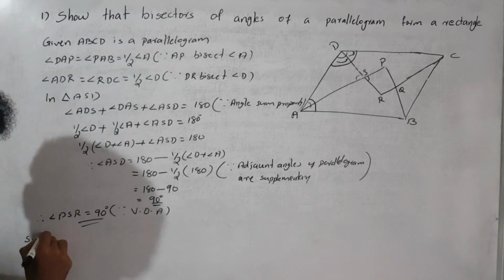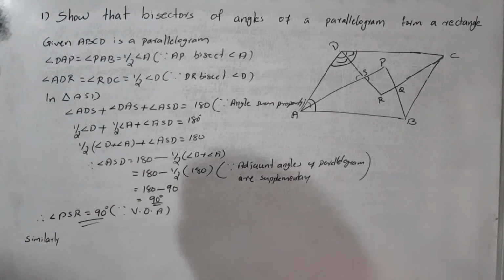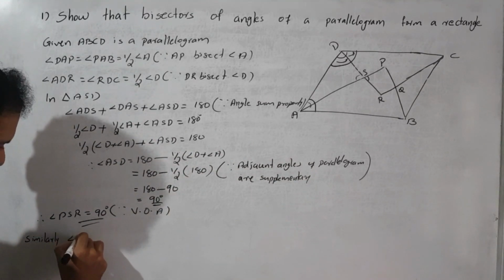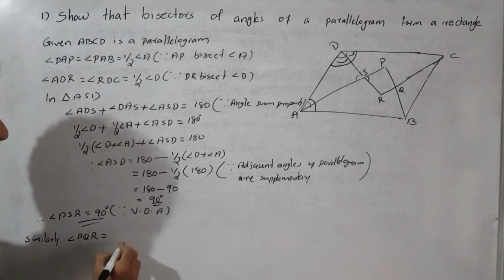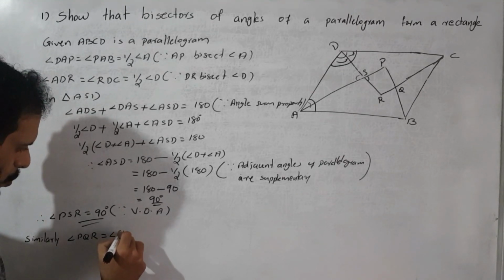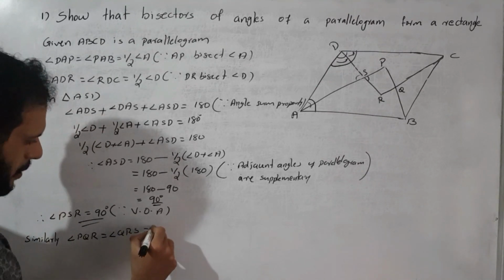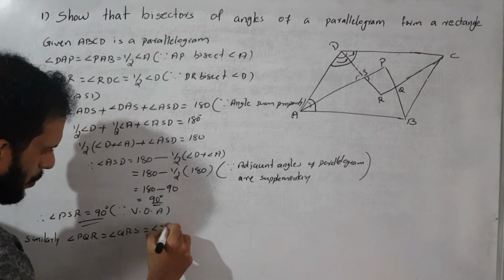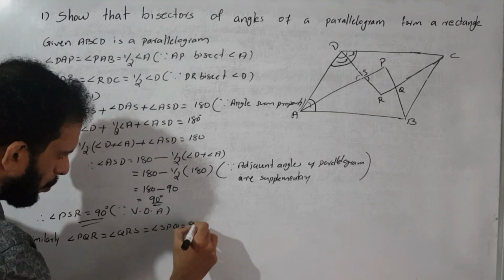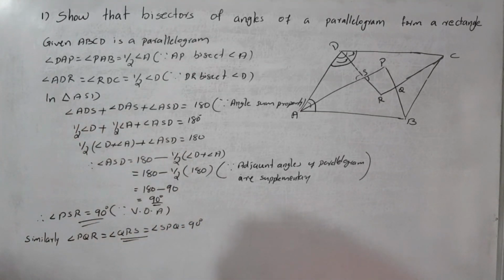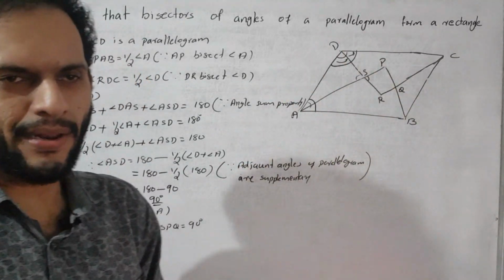Similarly, what do we get? Angle PQR is equal to angle QRS is equal to angle SPQ is equal to 90 degree. Okay, then what we get? Then we get all angle measurements are 90 degree.